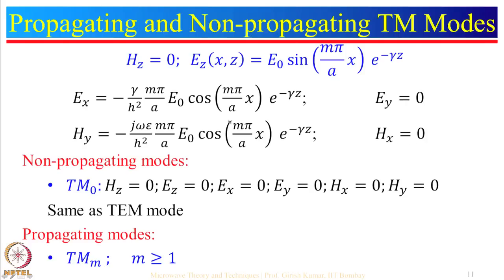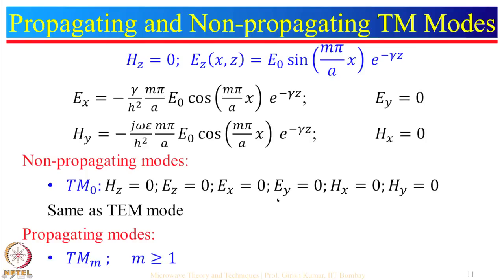Now if we put m equal to 0 in these field equations, then that will become TM0 mode. Hz is already 0. Now put m equal to 0 in Ez, then it will become sin 0, and sin 0 is 0. So Ez is also 0. Then put m equal to 0 here. So 0 into something will be 0. So Ex is 0. Ey is already 0. In Hy, if we put m equal to 0, then Hy will become 0 and Hx is already 0.